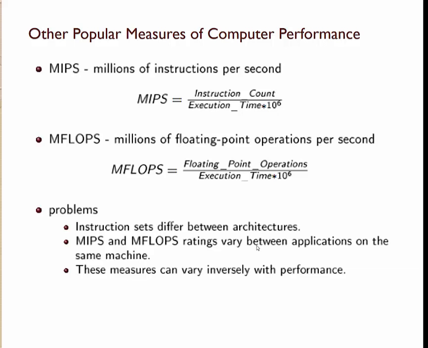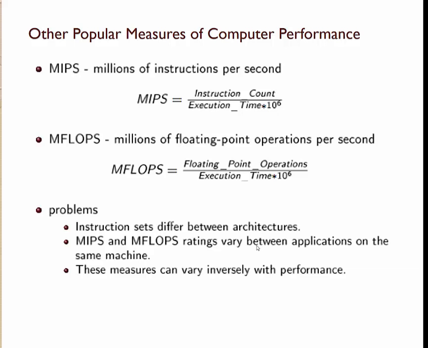Other measurements, here are some other popular measurements of performance. MIPS stands for millions of instructions per second. One can calculate MIPS by dividing the instruction count by the execution time in seconds times 1 million. So if the execution time was 1 second, then the MIPS would be the instruction count divided by 1 million. If the execution time was 10 seconds, then we have to divide by 10, since the instruction count is for the entire execution time.